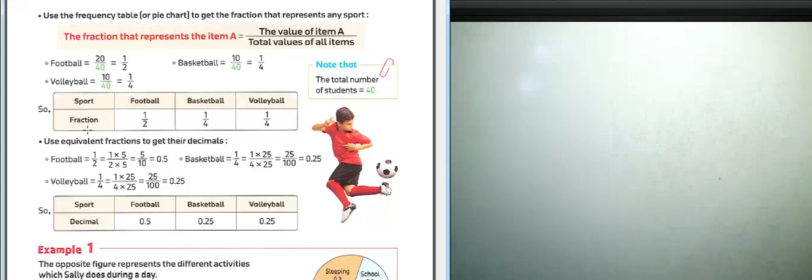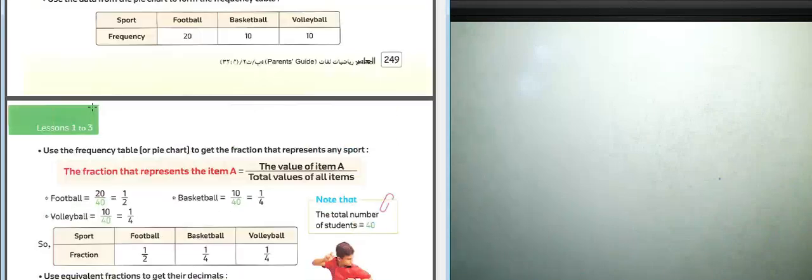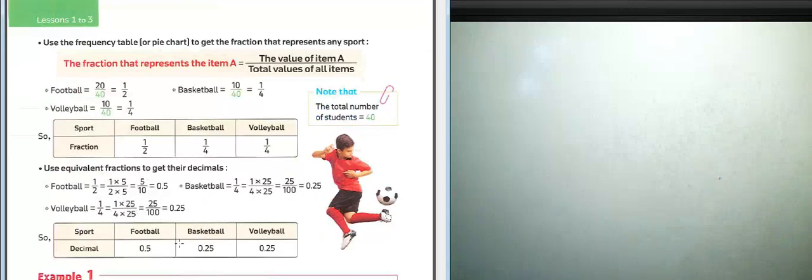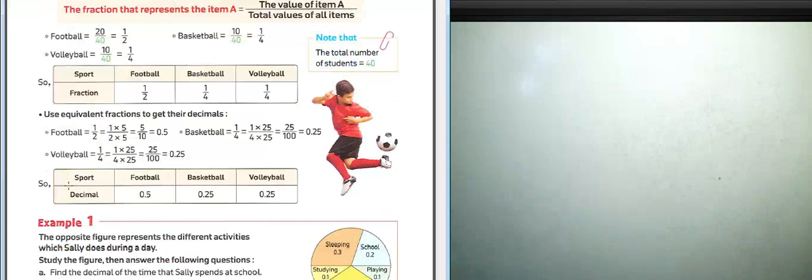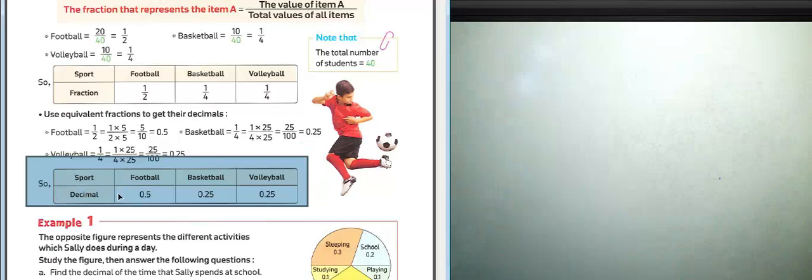So for sport and fractions, we can convert this table from frequency to fraction by dividing 20 by the total number 40, the result will be 1/2, and 10 divided by 40 equals 1/4, and 10/40 equals 1/4. Use the equivalent fraction to get their decimals. So we can draw this table again with decimal numbers.